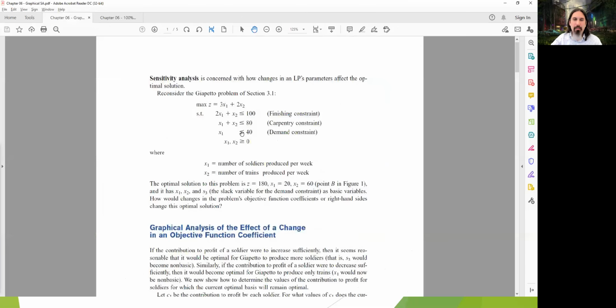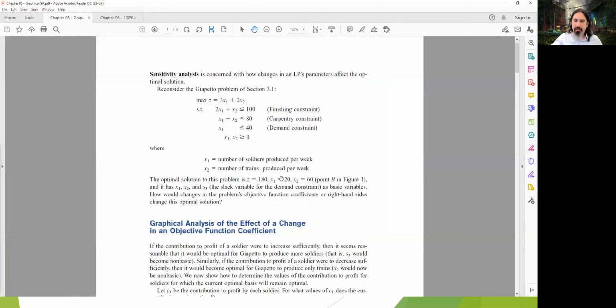Now, this is something we already know, the Giapetto model. We have already solved this. We have seen how the solution works, and how the graphical solution works as well. We know those constraints, so this is something we are familiar with. And this is from the book of Winston, by the way. So we know the solution already: x1 is equal to 20, x2 is equal to 60, and the z value is 180. Up until now, we are okay with it.